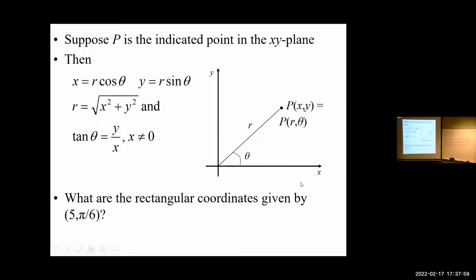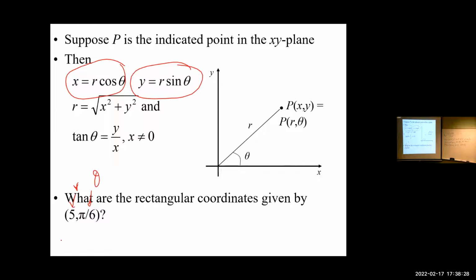So for instance, if we want the rectangular coordinates, it's very straightforward. Basically, all we have to do is plug in r. Polar always goes r comma theta. So we would plug in 5 for r and pi over 6 for theta into x and y, and we've got the xy coordinate.